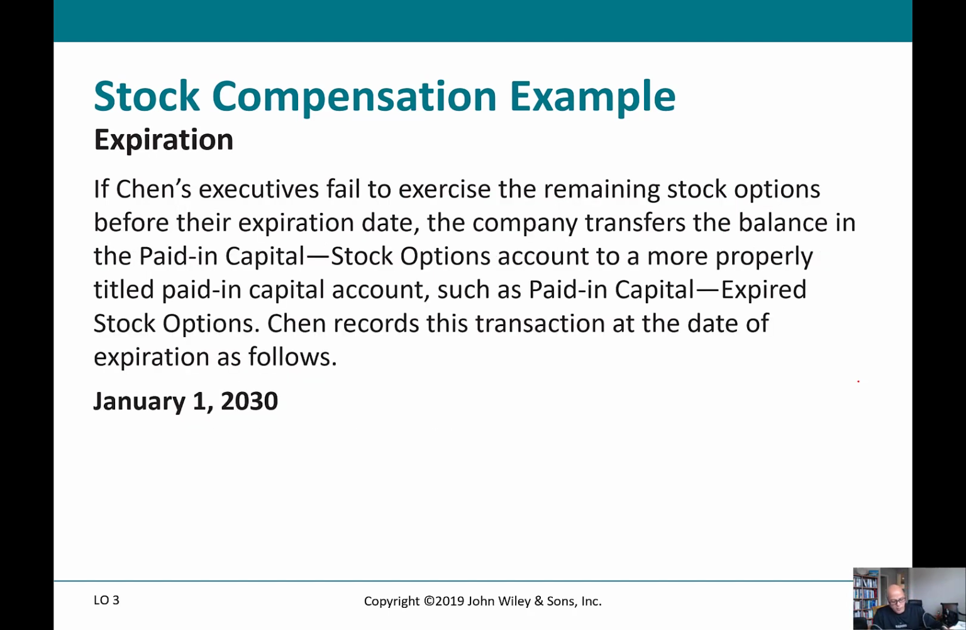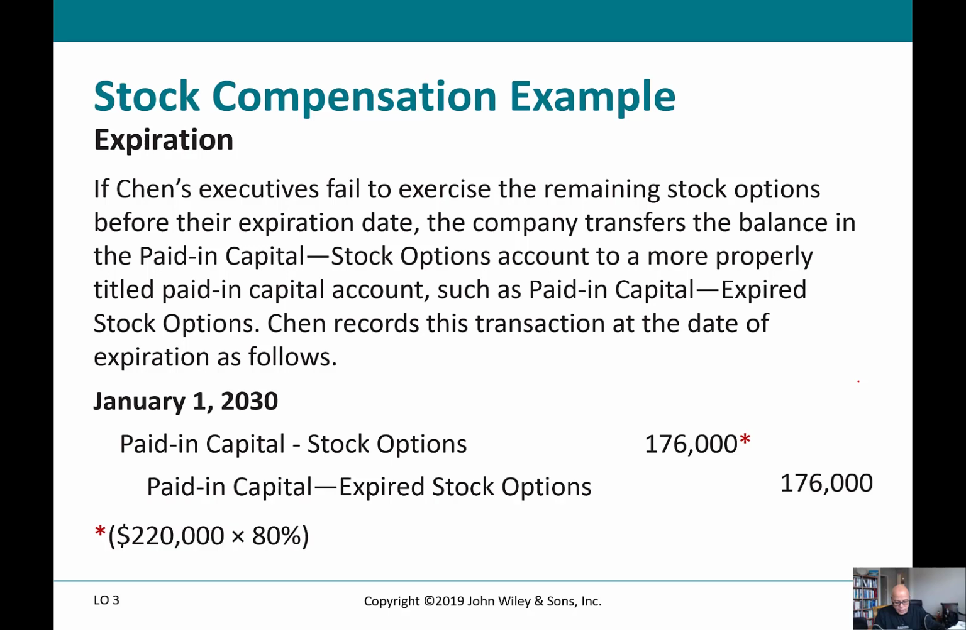Now, what happens a little bit later, in 2030, I don't know how little bit later that is, 10 years later, the stock options expire. If they expire unexercised, for any amount that hasn't been exercised up until that point, we debit the paid-in capital stock options, and we credit the paid-in capital expired options.